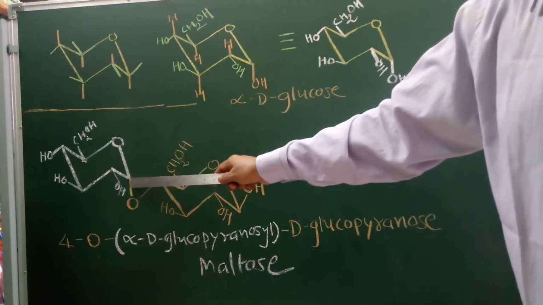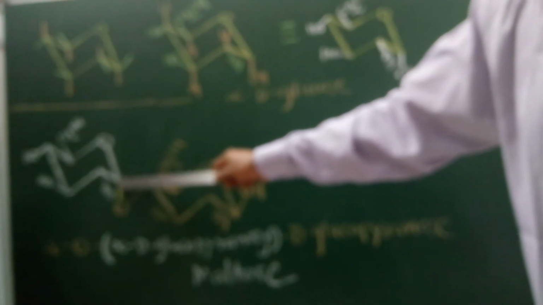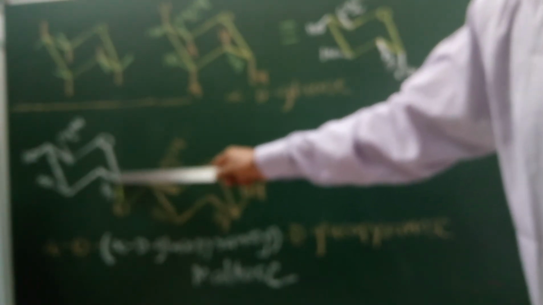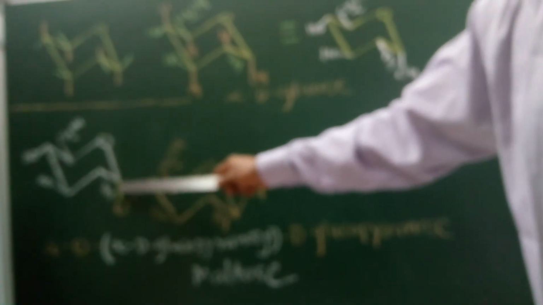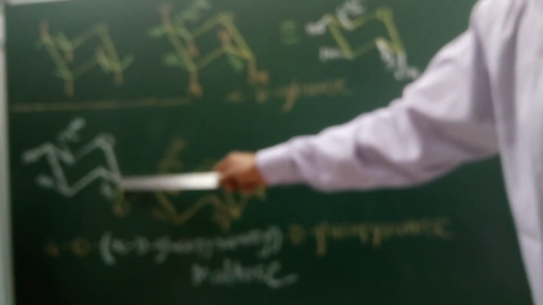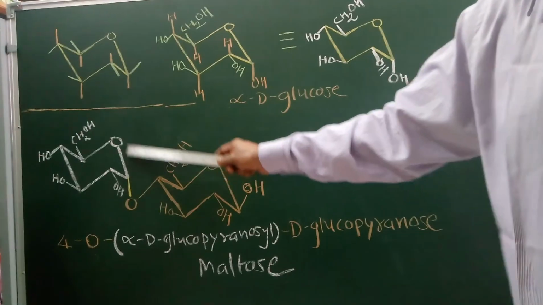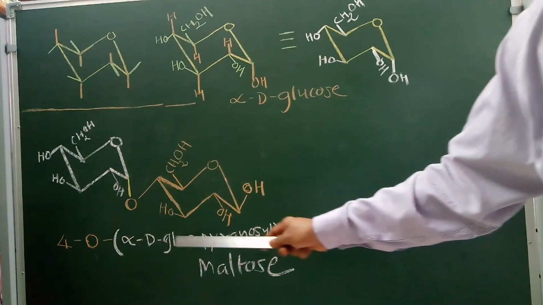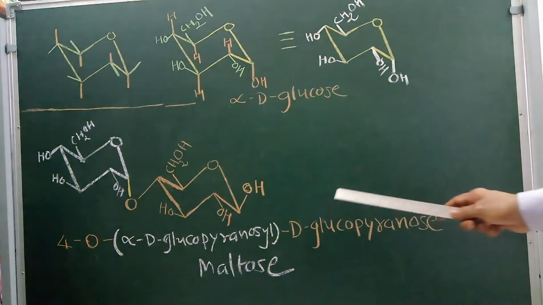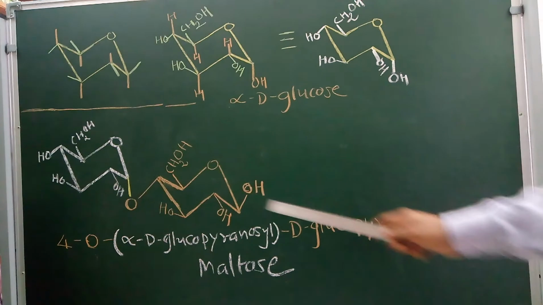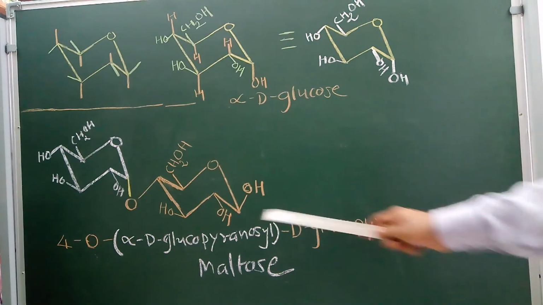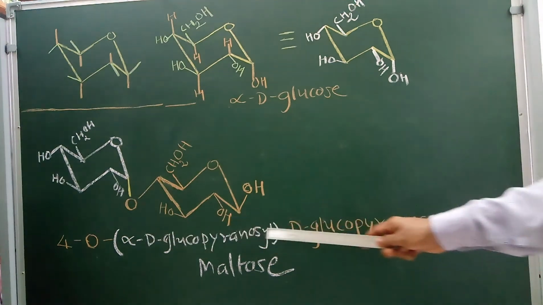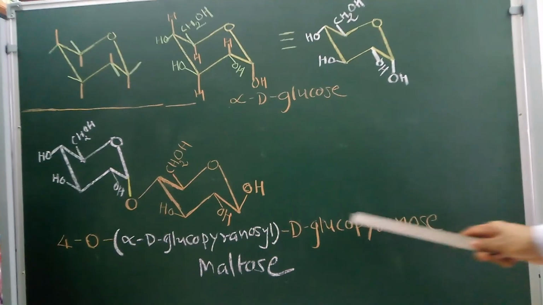This is the alpha configuration. Why? Because here this white glucose unit has the OH on the axial position. Therefore, the geometry at this particular white glucose unit is of the alpha type. Therefore, this is alpha D glucose in the form of a substituent, so alpha D glucopyranosyl. It is connected at the 4th position to the parent glucose unit. Therefore, 4-O, this is R, that is alpha D glucopyranosyl, and this is the main structure, D-glucopyranose.